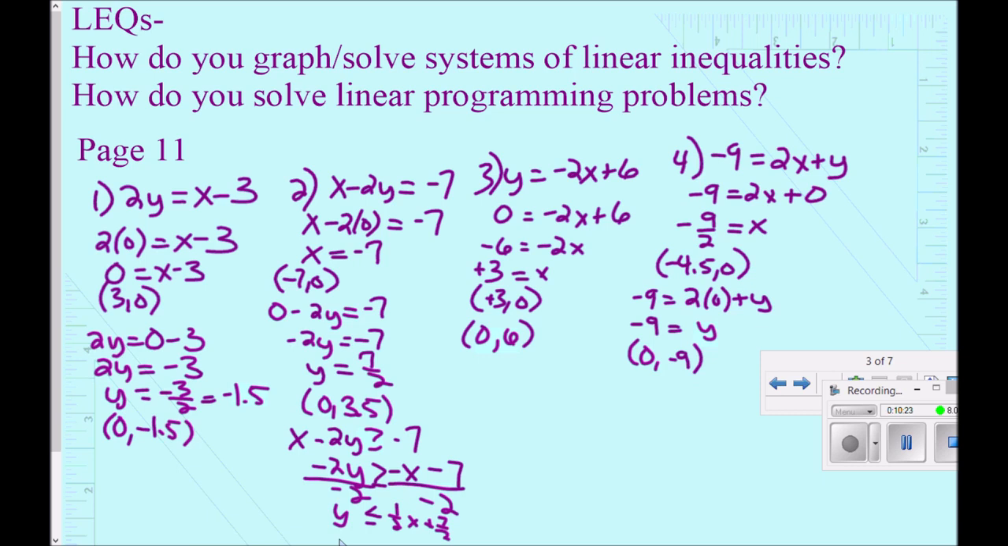And the last one, the x-intercept is negative 4.5, 0, and the y-intercept is 0, negative 9. And go ahead and plot those and draw the line. And our inequality for this one says negative 9 is less than or equal to 2x plus y. So if I get the y by itself by subtracting 2x, I have the y on the right-hand side. So remember, we're reading from right to left on this one. So it says y is greater than or equal to, which means I will shade above that line.